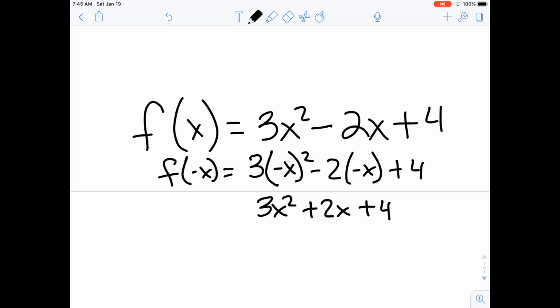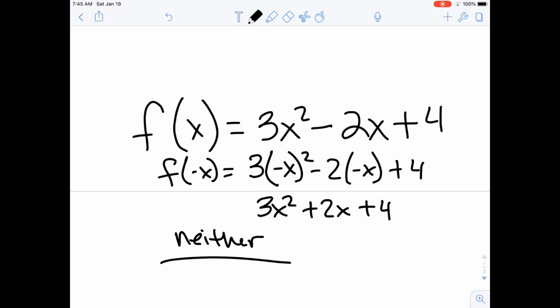Well, the first term, the signs are the same, and the last term, the signs are the same. The only one that's changed is the middle term. So because of this, it's not even, it's not odd. This thing is neither. Okay.